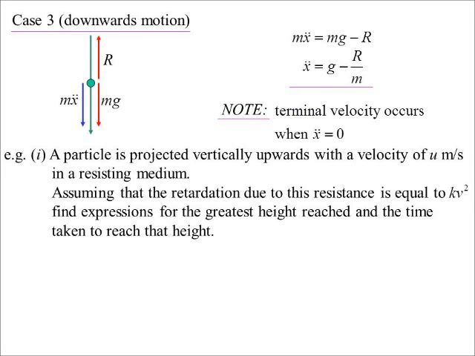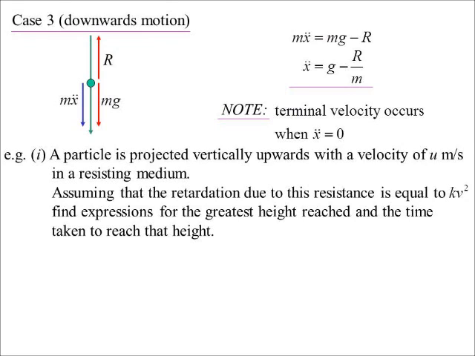Okay, let's do a typical sort of problem. We're going to project upwards with velocity u for initial velocity in a resisting medium. Assuming that the retardation due to this resistance is equal to kv squared, find expressions for the greatest height reached and the time taken to reach that height.